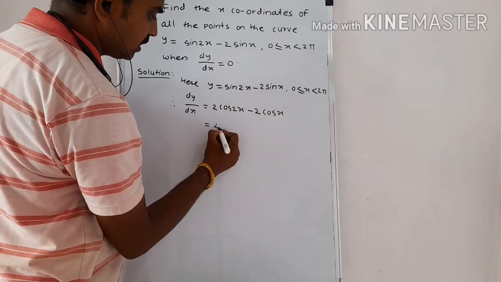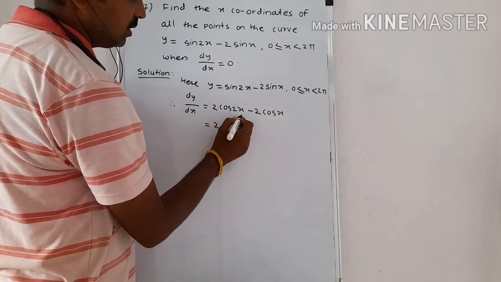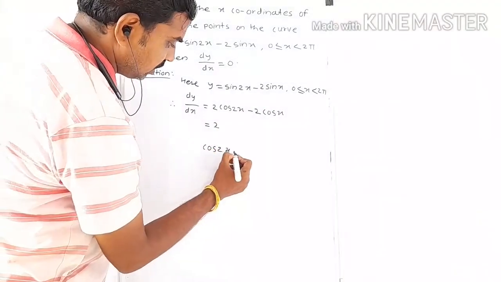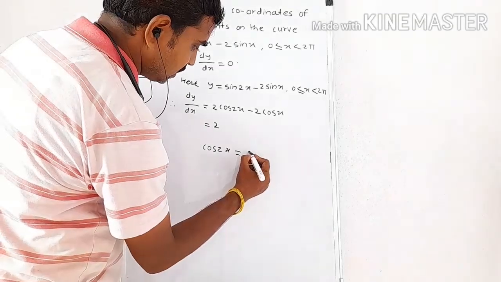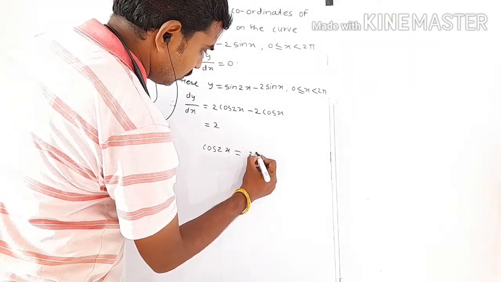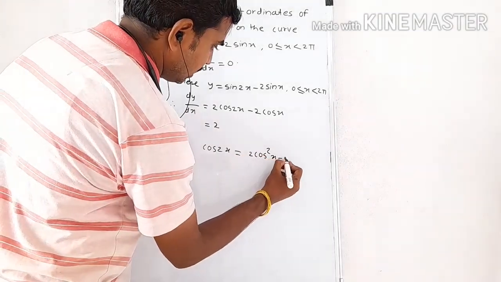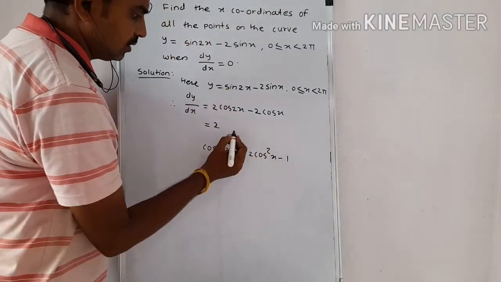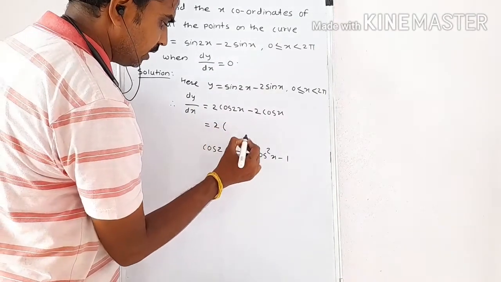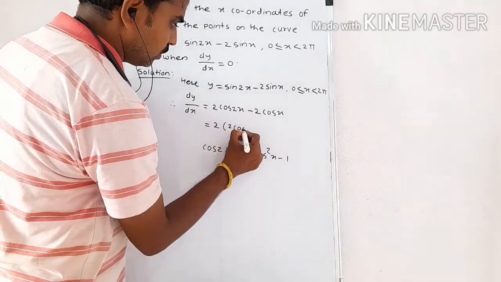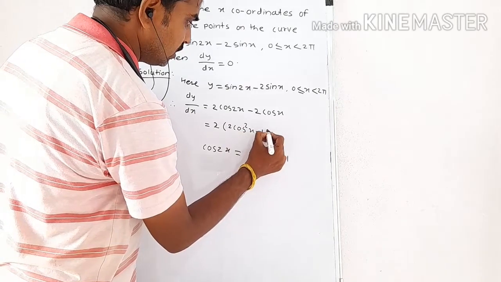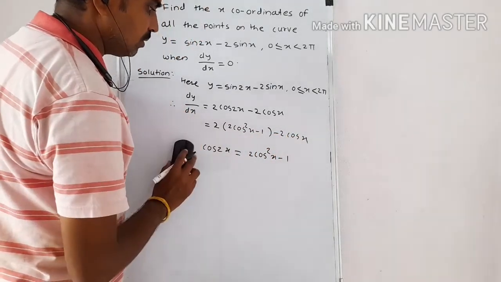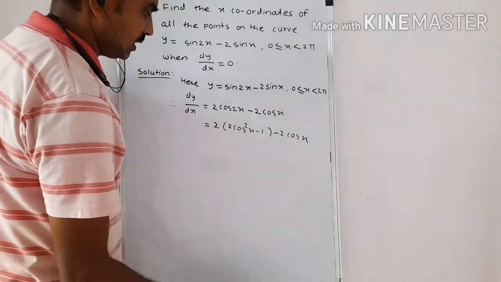Therefore we have to replace cos 2x into cos x by using the formula. Here we get cos 2x. Formula for cos 2x is 2 cos square x minus 1. This is formula for cos 2x. We have to substitute this formula here. Therefore we get 2 into in bracket 2 cos square x minus 1 minus 2 cos x as it is. Using this formula our conversion becomes like this.